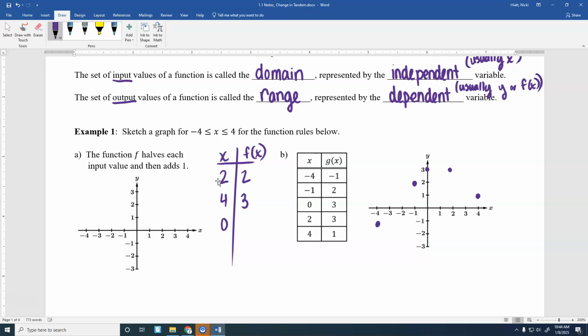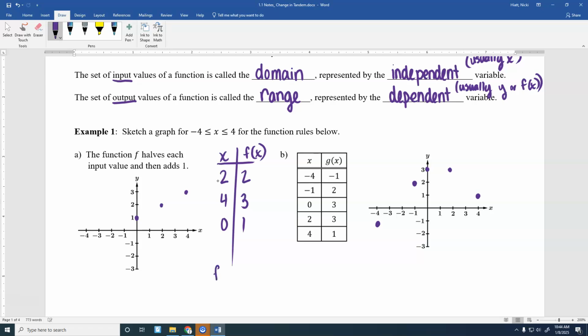Half of 0 is still 0. Add 1. I get 1. So if I start graphing these points, I've got 0, 1. I've got 2, 2. I've got 4, 3. What do you notice about those points as we graph them? They're just increasing in a straight line, right?